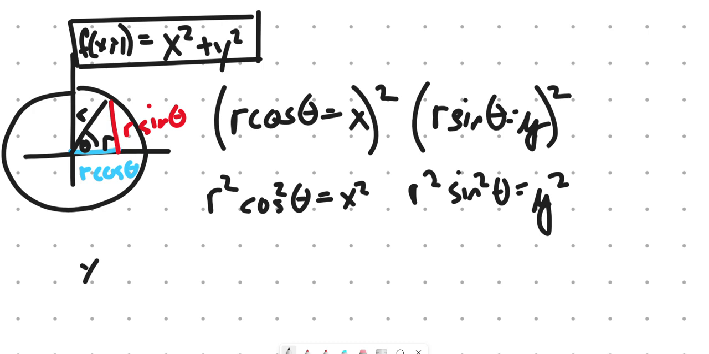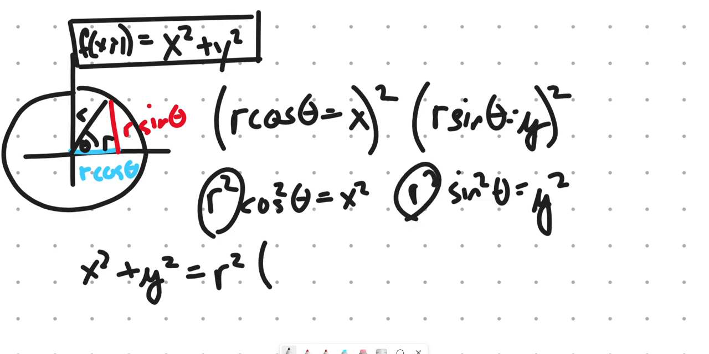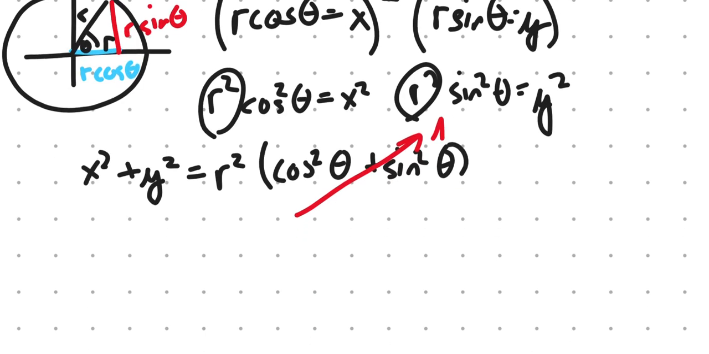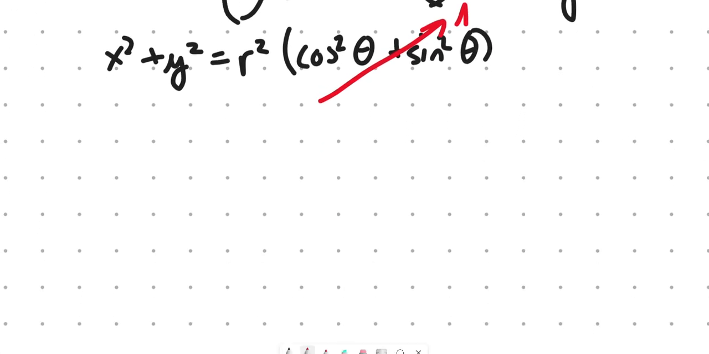Now if we add these up, it's going to be x squared plus y squared, and I'm going to take the r squared out of the bracket. I'm going to say r squared times cosine squared theta plus sine squared theta. Since cosine squared theta plus sine squared theta is equal to 1, r squared times 1 is the same, so we can say it's r squared.